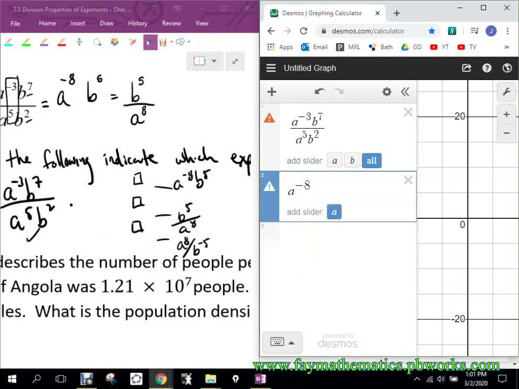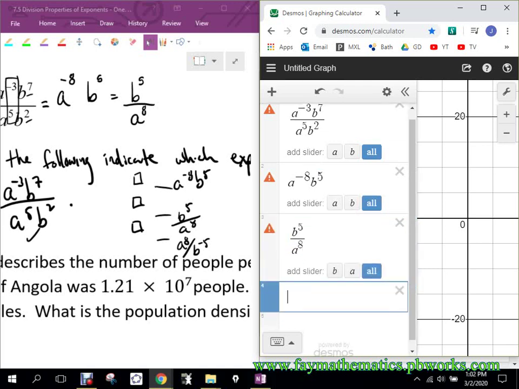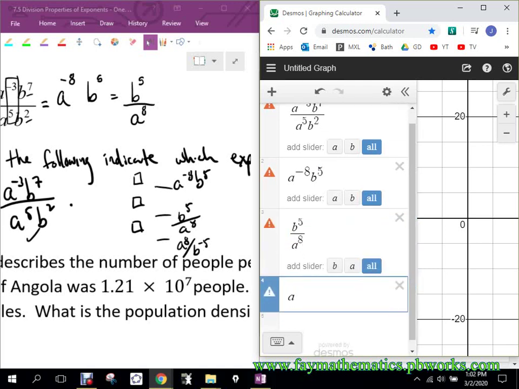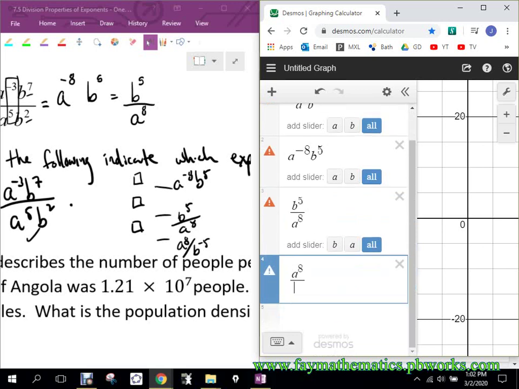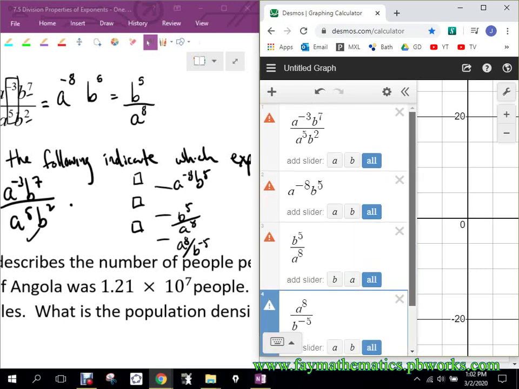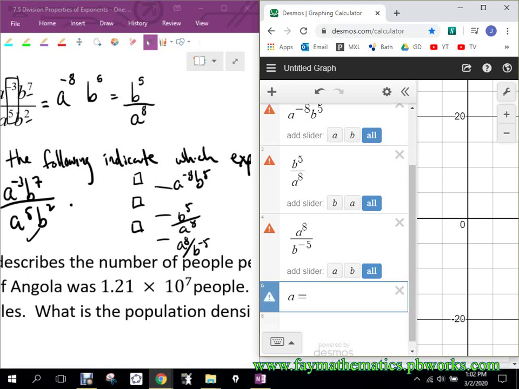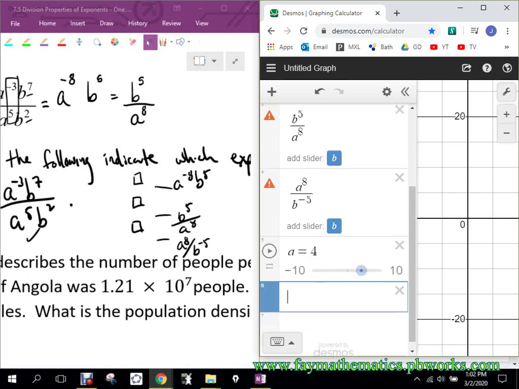So I'm going to type in a to the negative 8th, b to the 5th, and I'm going to come down here and type in b to the 5th divided by a to the 8th, and in this one I'm going to type in a to the 8th. Does everybody kind of get what I'm doing here? No. Okay, so I type in all of these options that they gave me. Now, obviously, Desmos has a problem with these because it doesn't know what A and B are, right? So I'm going to come down here and write A equals, give me a number. 4. 4, and what do you want B to be?